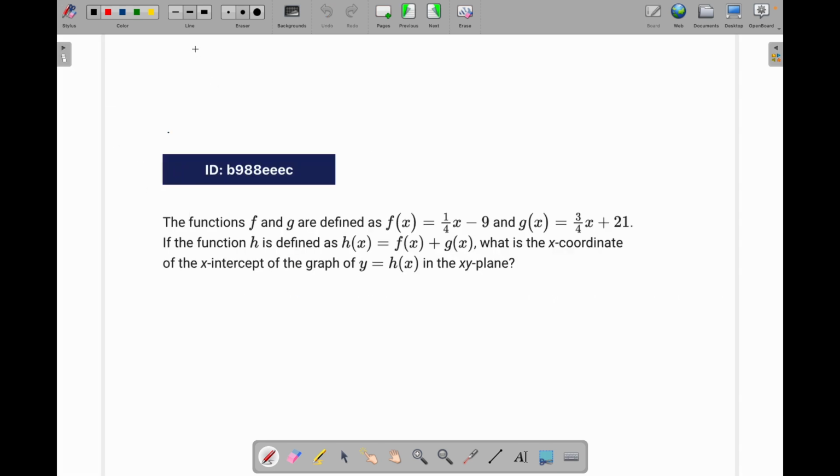All right, the first one. Pause to read this question. Okay. Once you're done going over it, let's look at what this is saying.